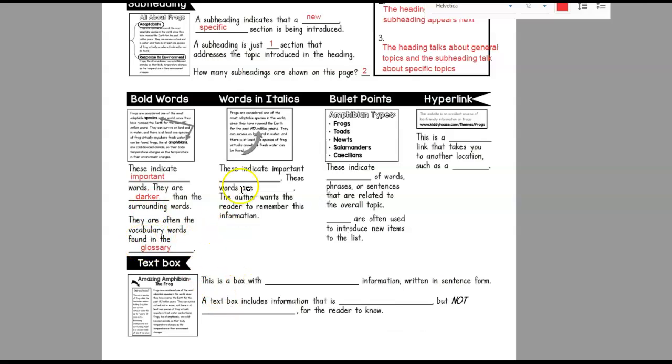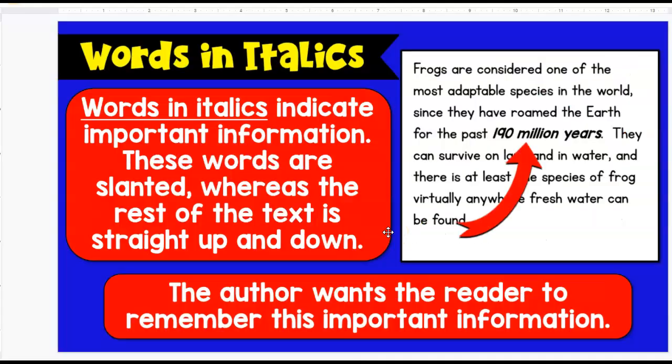Glossary. Okay, all right, let's go to our next one. We're going to look at words in italics. That's when they lean over. It looks like the wind has blown and kind of got them. Words in italic indicate important information. Again, that's how the writer gets our attention. These words are slanted, whereas the rest of the words are straight up and down. And the author wants the reader to remember this important information.